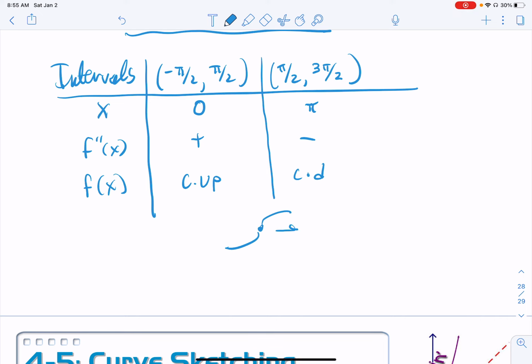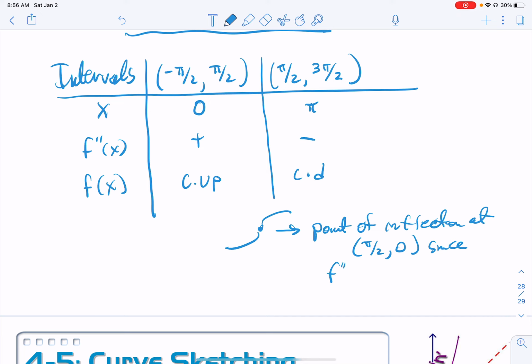We found ourselves a point of inflection. At, I think it was pi over 2 comma 0, since f double prime changes signs and x is equal to pi over 2. What is that garbage? Get rid of it. Okay, x is equal to pi over 2.